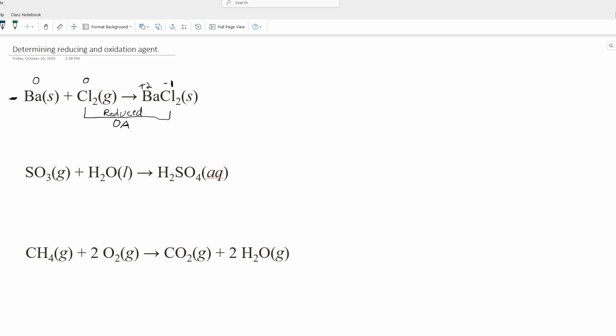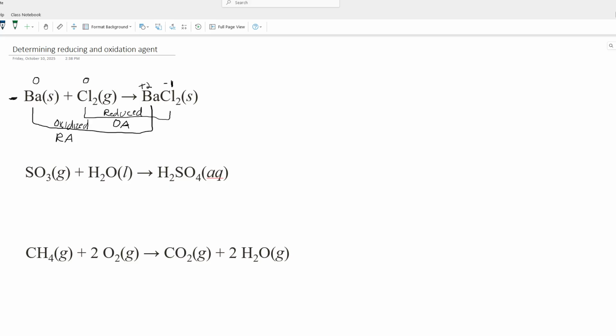All right, let's look at barium now. Barium goes from a 0 to a +2. It has been oxidized. It has lost electrons. Its oxidation state goes up. Therefore, it is the reducing agent.